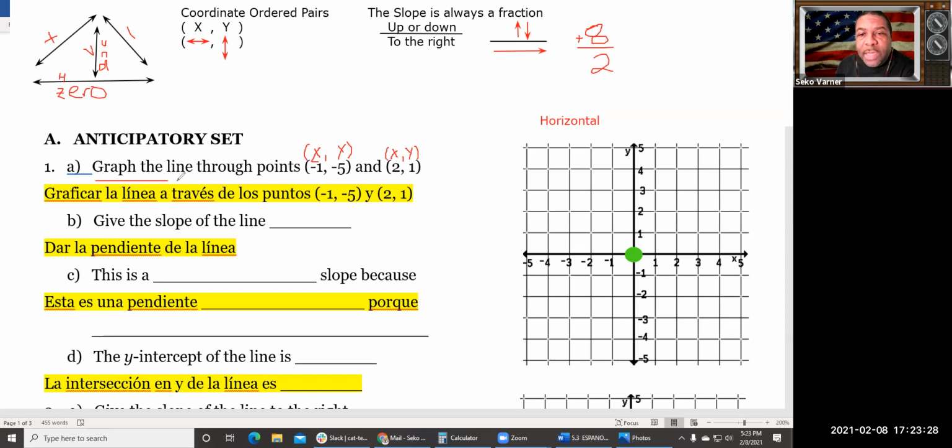So it says graph the line through points. The first thing I need to do is put the points up, and then I can graph the line. So (-1, -5). From my point of origin, I'm going to go over 1, so that says -1. I'm going to go down 5. 1, 2, 3, 4, 5. So I'll have a point right here. Okay. And then it tells me to go from the point of origin, go over 2, +2, 1, 2, and up 1. So here's my next point.